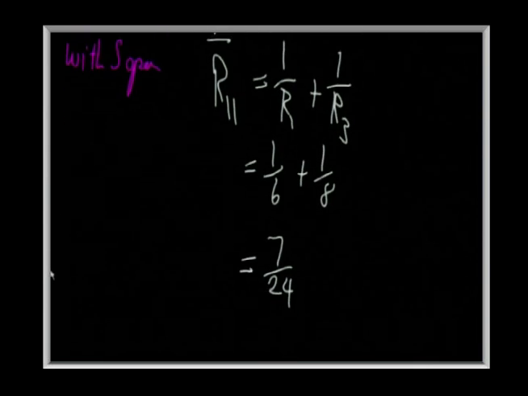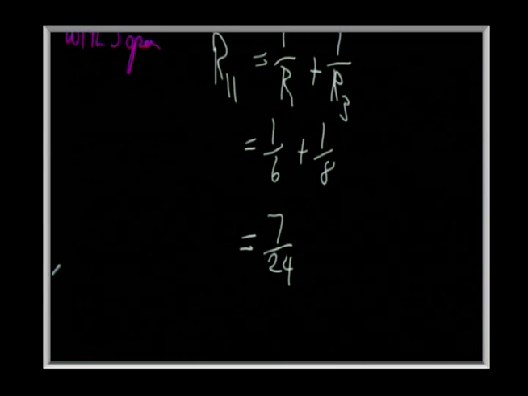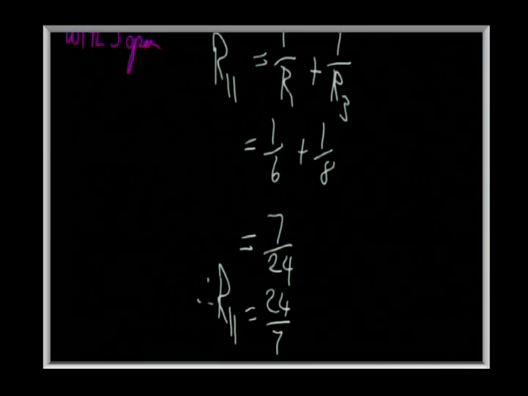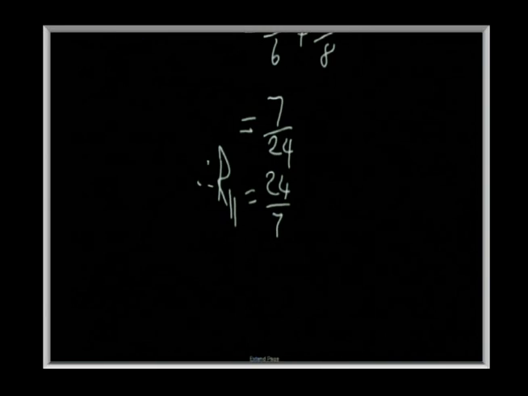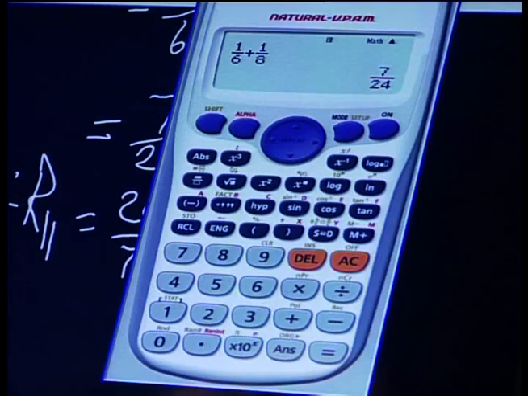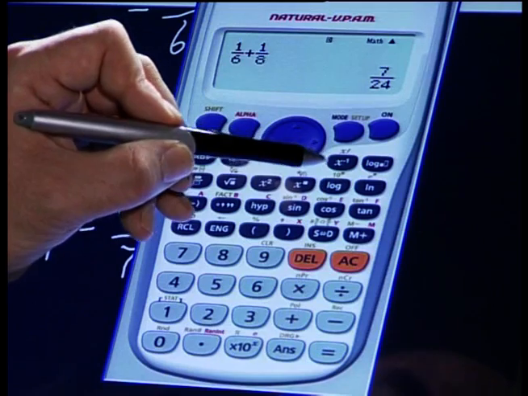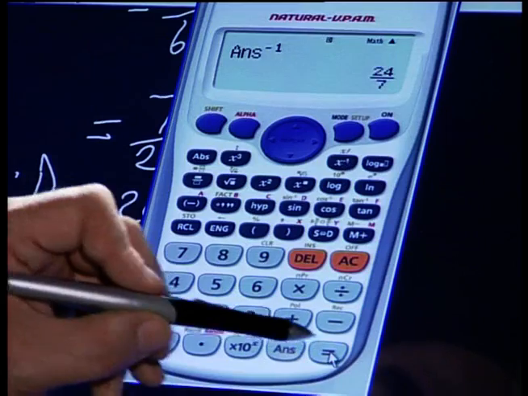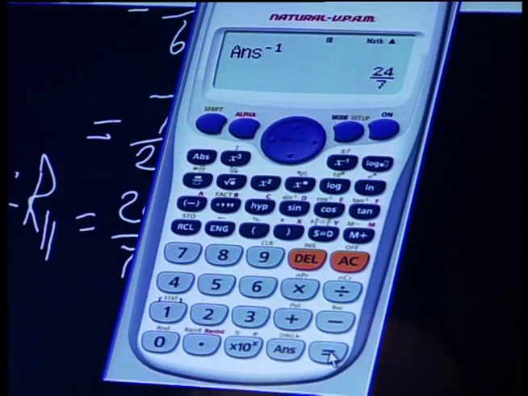but is that R parallel? No, it's not. We must therefore say R parallel is equal to, we invert that. So we're going to say 24 over 7. Now, how do you do that on the calculator and how are you going to get your answer? Here's a nice button to do. We're going to say, there we are, x to the minus 1. That's the reciprocal, and it gives us the answer of 24 over 7.